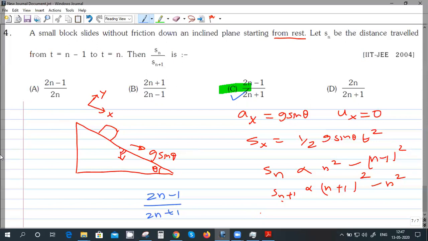Clear, no? So this you have to know. This is the motion in x direction only. There is no motion in y direction. So you have to find the acceleration in x direction. That is one important step. So acceleration is g sine theta. Once you do that, you will get it.